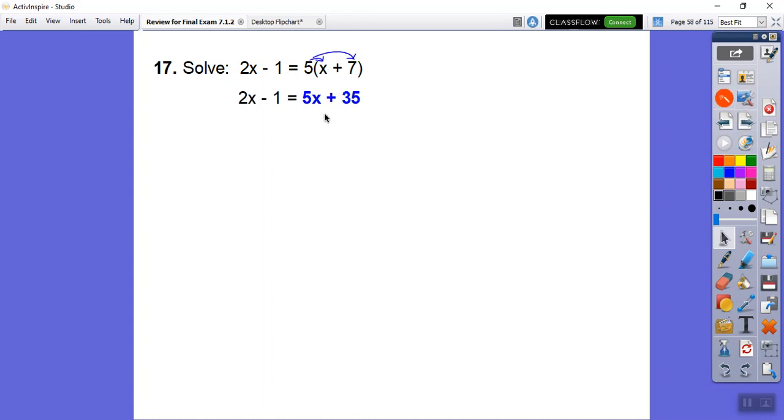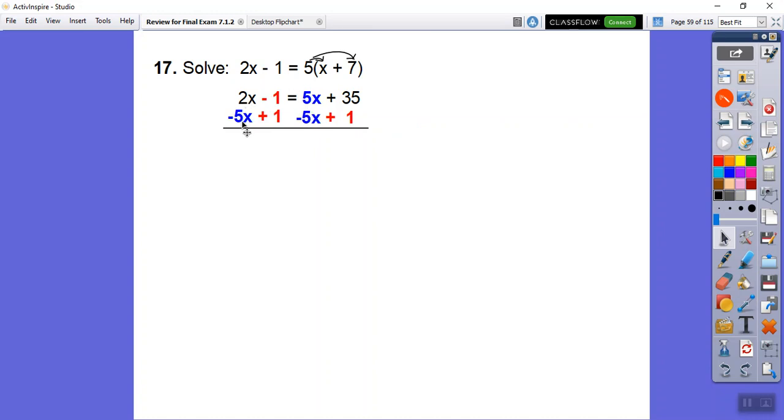All right, so what I like to do is put all the x's over here and all the numbers over here. So I'm going to go minus 5x, minus 5x underneath the 2x, plus one underneath the 35. So that's going to get me, these red guys are going to cancel. These blue guys are going to cancel.